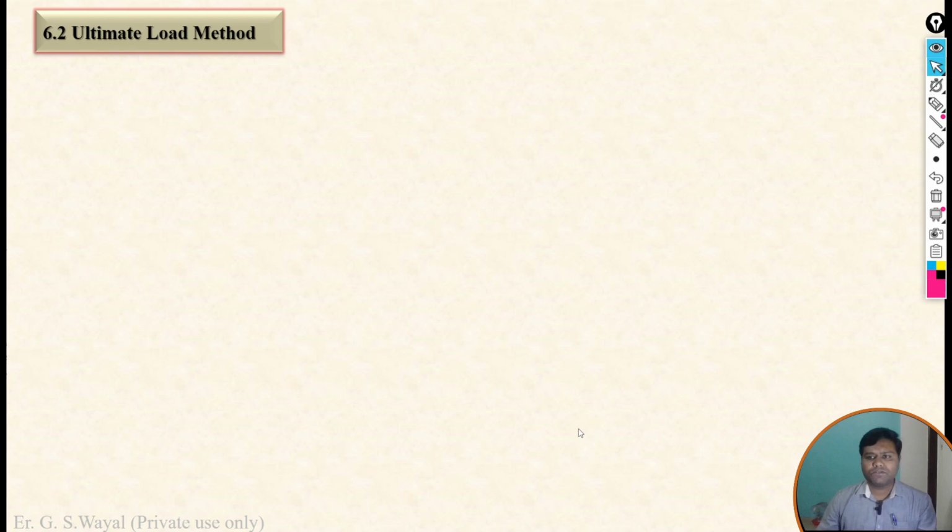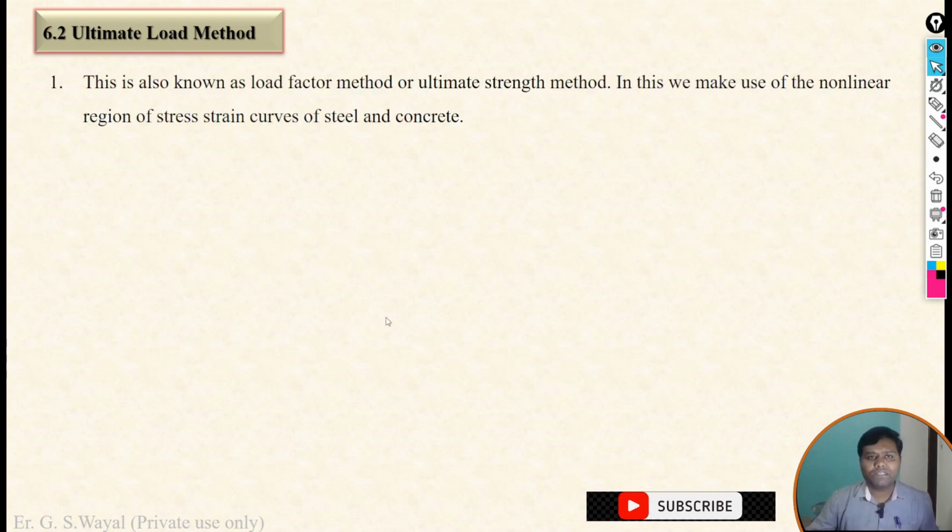Okay, then once we have discussed the working stress method, next is the ultimate load method. So what is the next in the ultimate load method? This is known as the load factor method or the ultimate strength method.